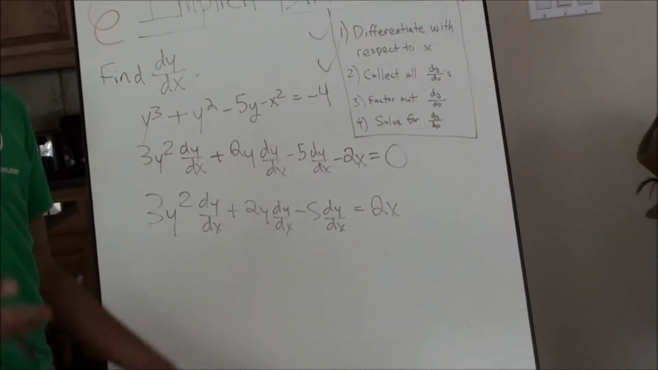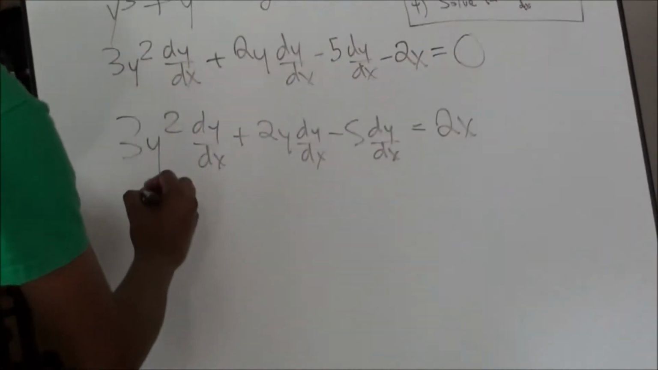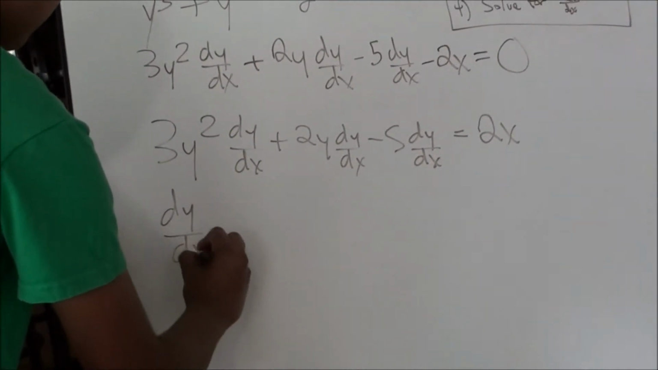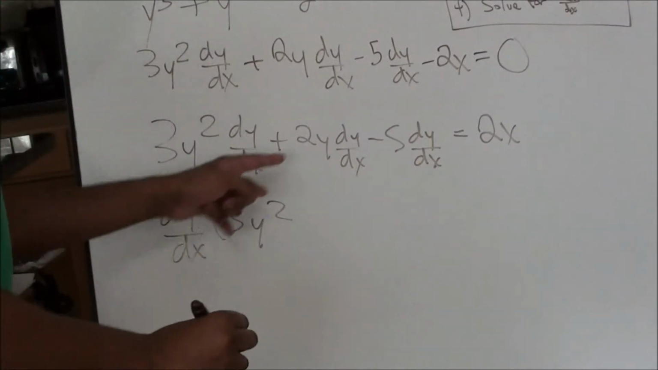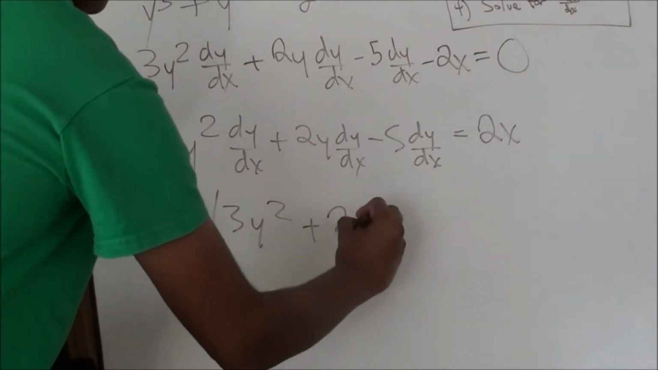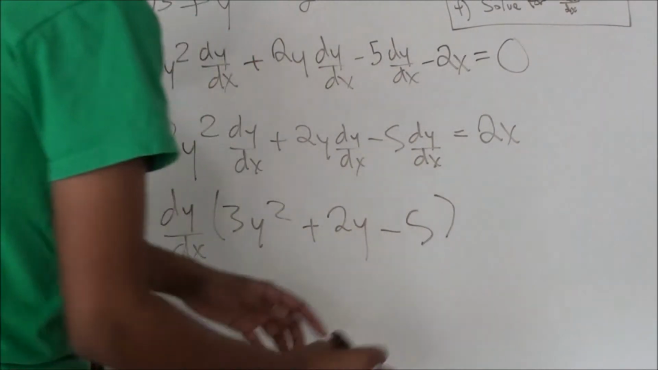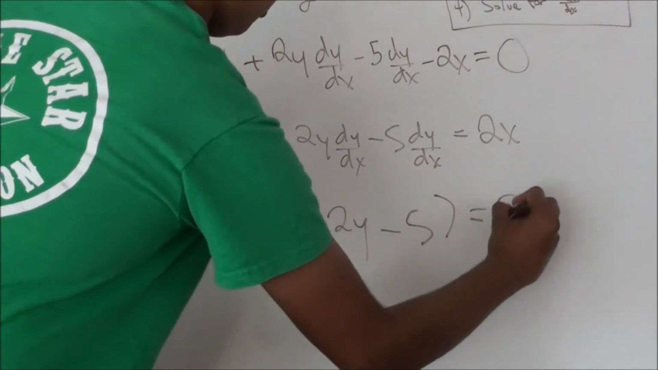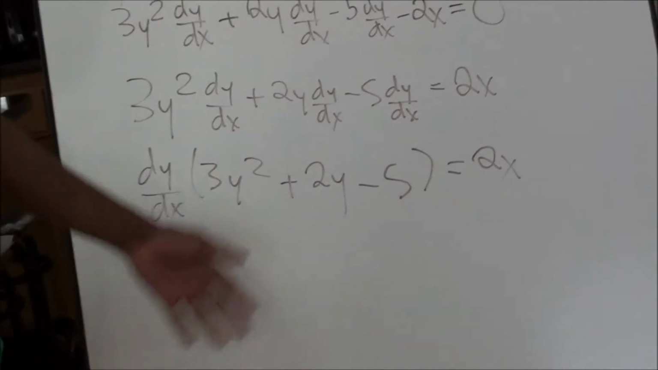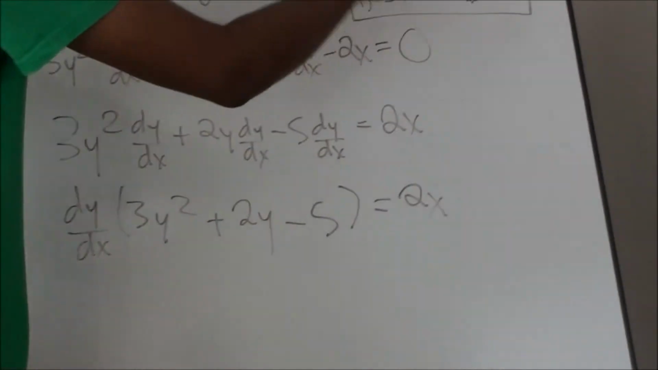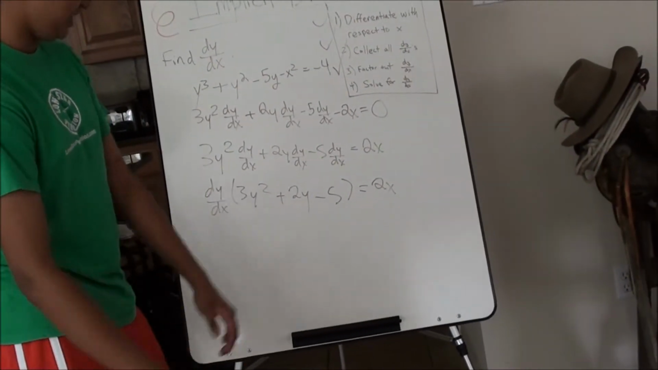Step 3, factor out dy/dx's. Just like any basic factoring, we're going to factor out what's common, and in this case dy/dx. So dy/dx, we're going to pull that out. When we pull that out, we have a 3y squared left in the first term, a positive 2y in the second term, and a minus 5 in the third term. And don't forget to write equals 2x again because we don't want to only work with one side. So that looks good. We factored out our dy/dx. Step 3 complete.